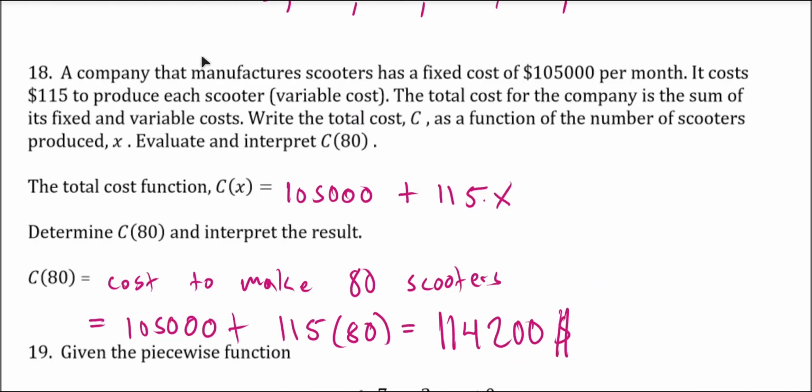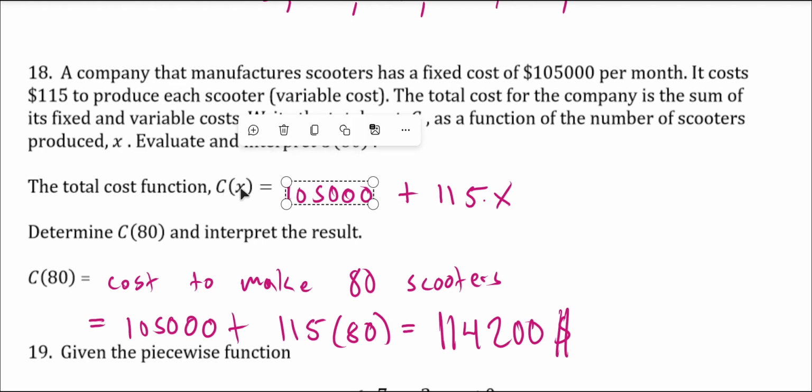Let's check in on a little word problem here. It says a company manufactures scooters with a fixed cost of $105,000 per month, and each scooter costs $115 to produce. What is the company's total cost in terms of the number of scooters? And write this down and interpret C of 80.